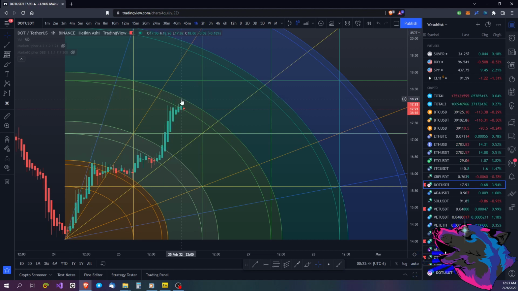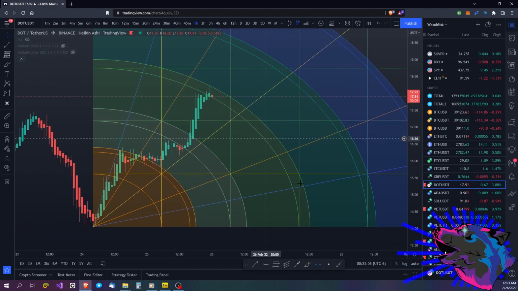A little resistance there on the peak. Kind of hanging out right there at, what's that? 1, 2, 3, right there at the 3 ring. The 3 ring circus.